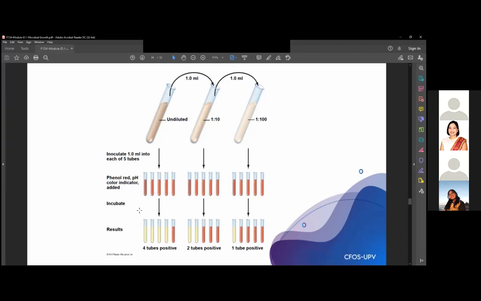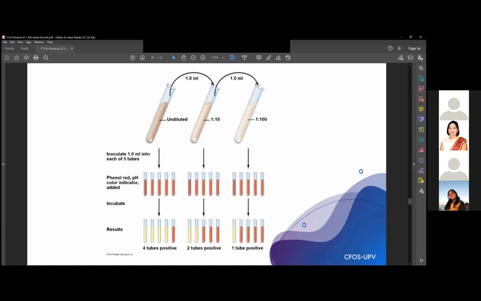So the yellow color in the tube would represent the positive result. So now you will be counting the number of yellow tubes. So we have here 4 tubes, and then 2 tubes, and then 1 tube. So that will be a combination of 4, 2, 1.